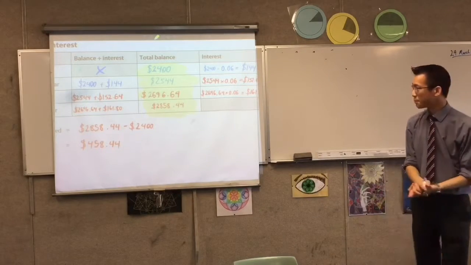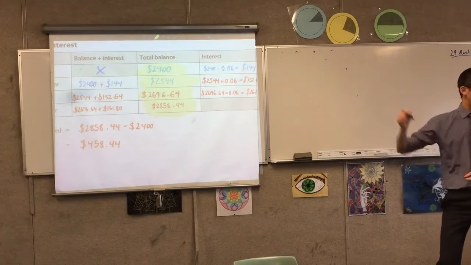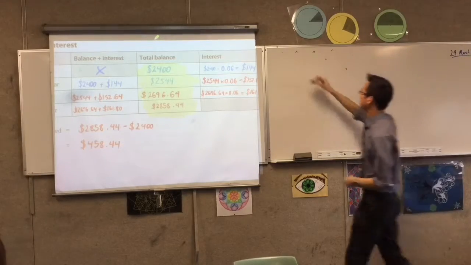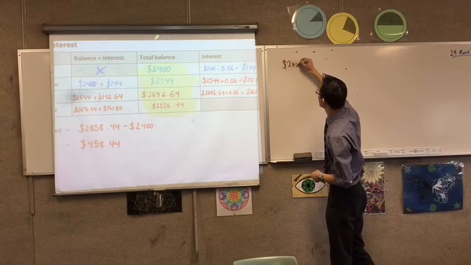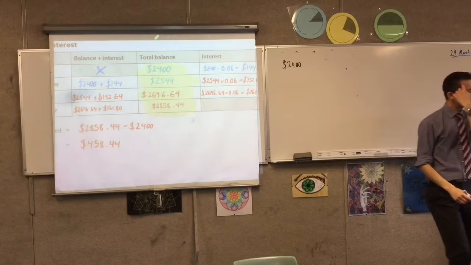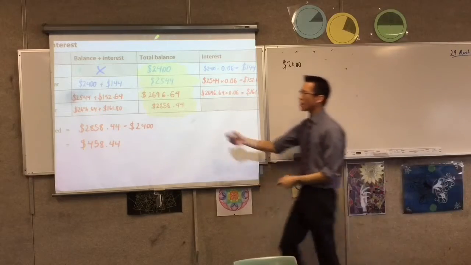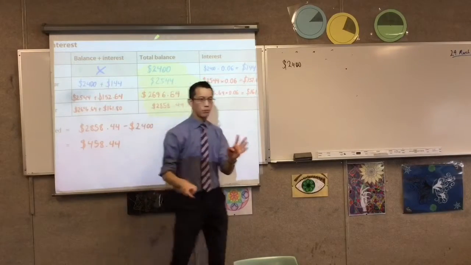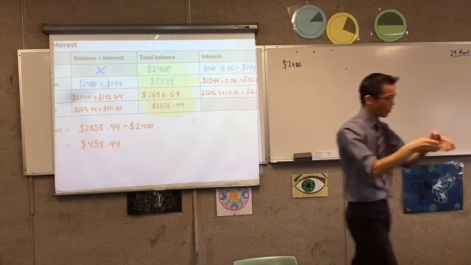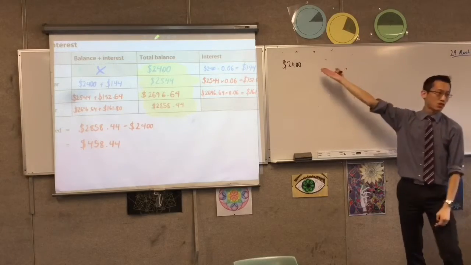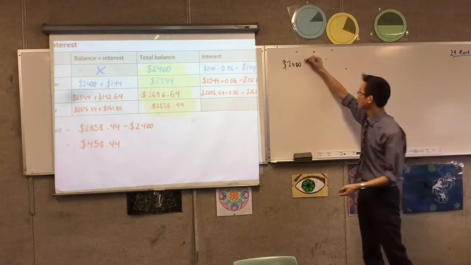Here's the way I'm going to do it. When you think about how we got from the first year to the second year, we started with this amount. We calculated the interest, which was multiplied by 0.06, and then we added on the original amount. That's simple, right? So you add on one lot of this original amount. Now I can do both of those at once.